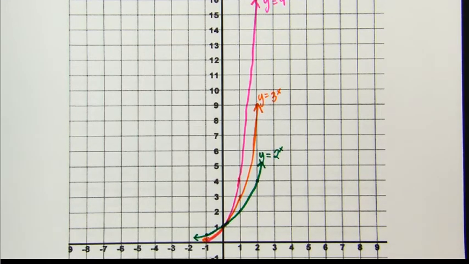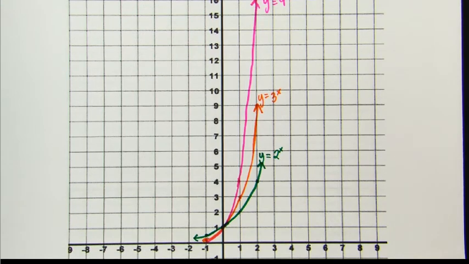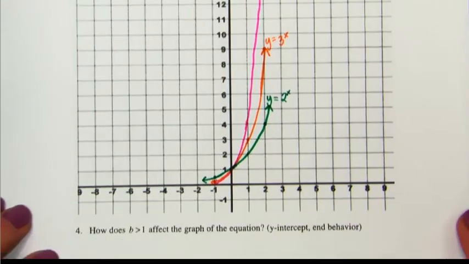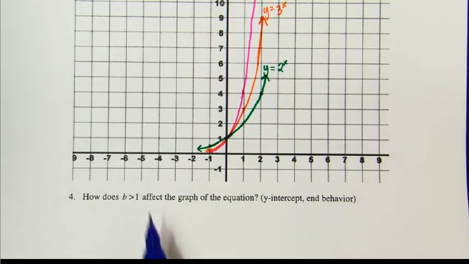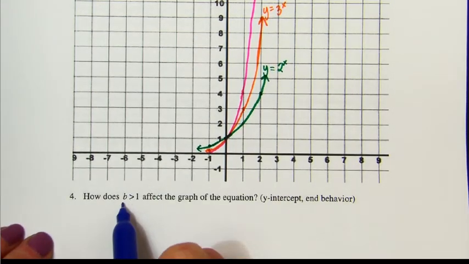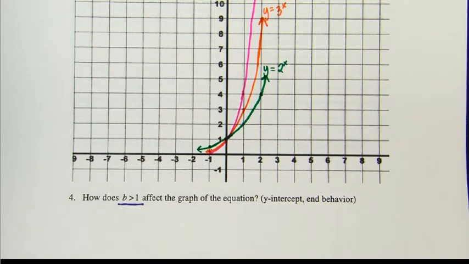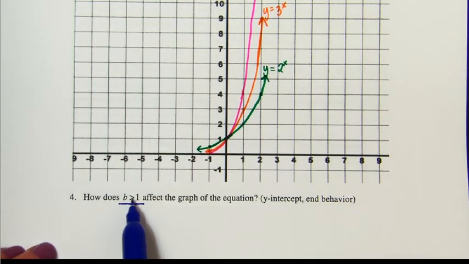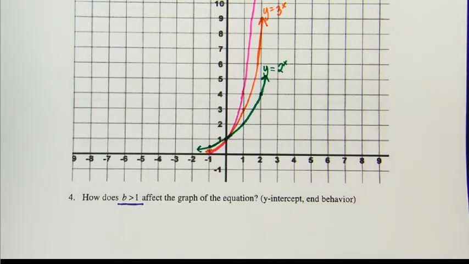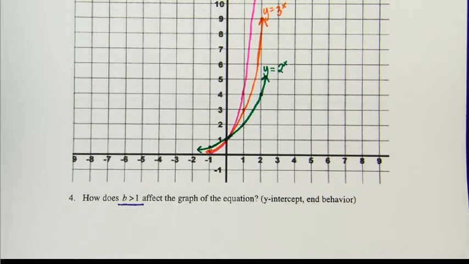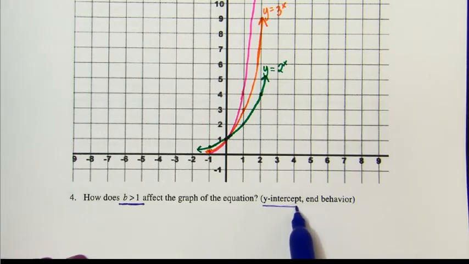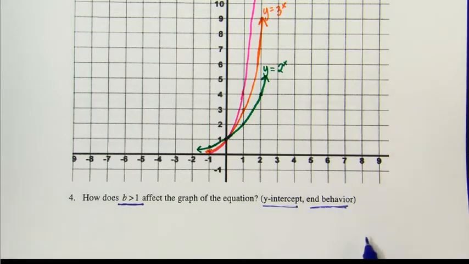So there might be some things you start noticing, and that's good. The point of this whole thing is to start noticing patterns. All right. So the one pattern that we do want to talk about though is the B. So the goal for this section was to try to figure out how the B affects our graph, and B greater than 1. So when B is greater than 1, what can we say about the y-intercept of our graph? What can we say about the end behavior?